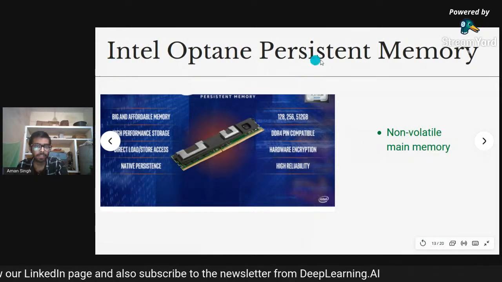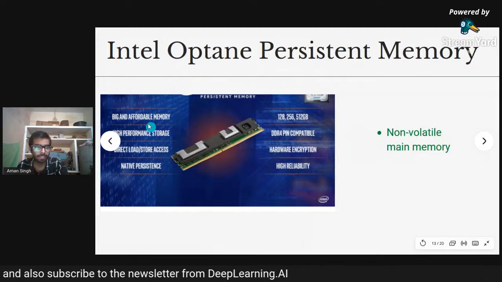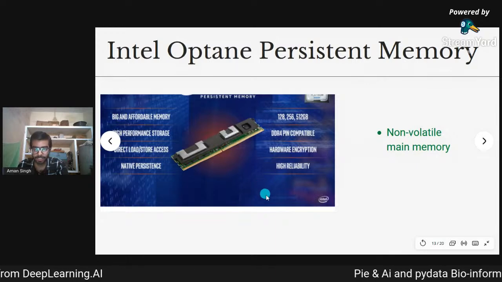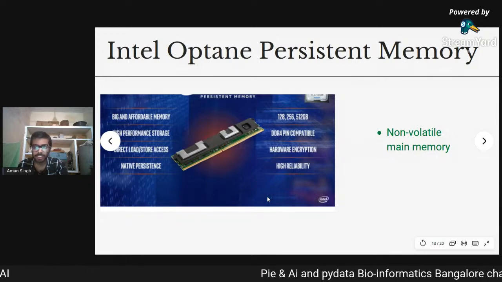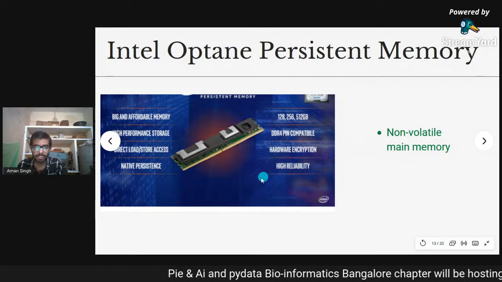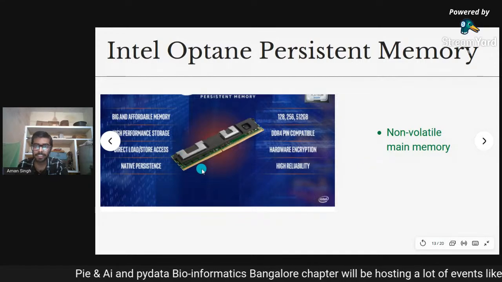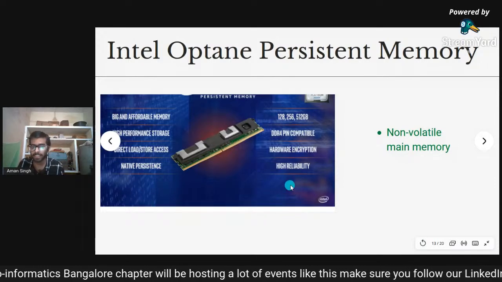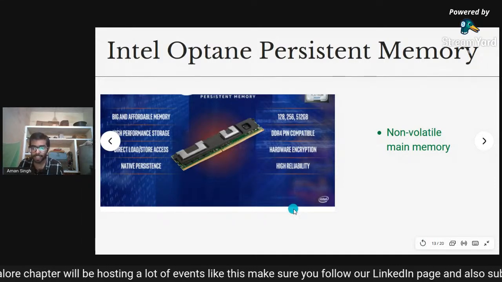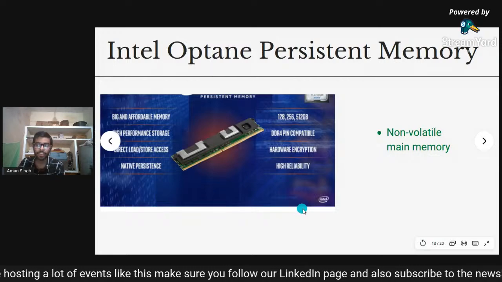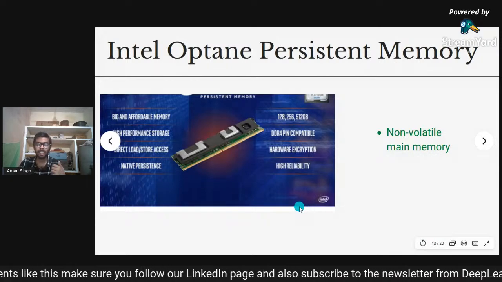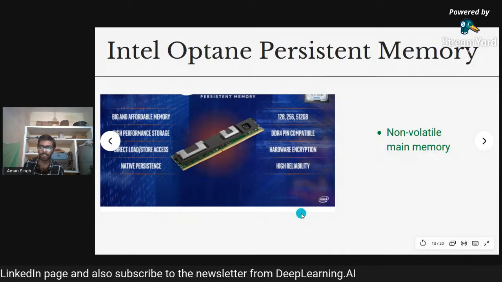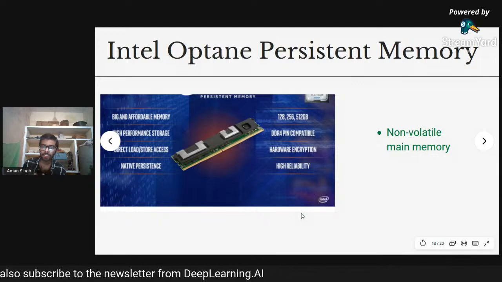Then there is Intel Optane persistent memory, which is based on the 3D XPoint principle. It doesn't lose memory. When you switch off the computer, your RAM loses its contents, but this doesn't. Therefore, if you import, make files, and store data, and then work on it, whereas with a non-volatile main memory, you don't have to redo that work.